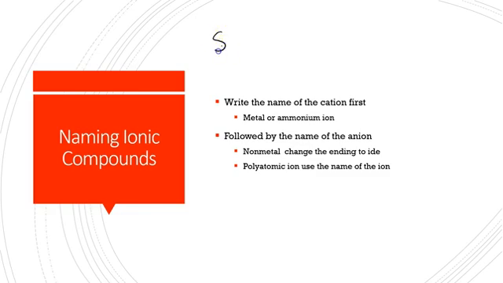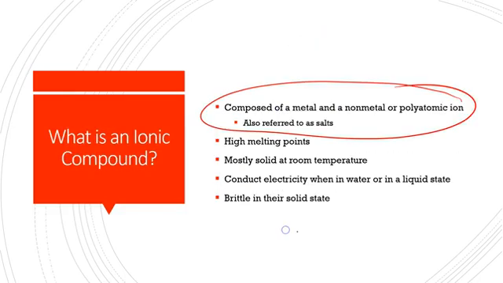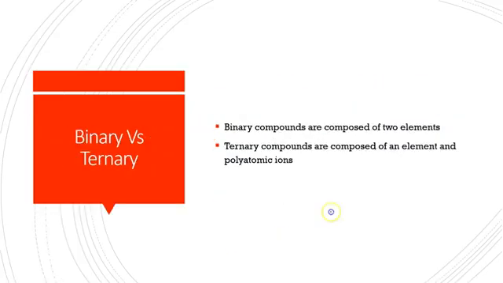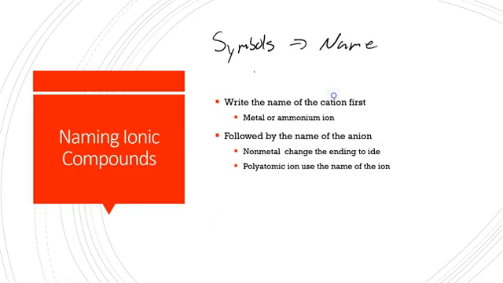So we want to go from symbols to the name. So maybe we have something like NaF. The first thing we're going to do is rewrite the name of the first symbol. So in this case, it'd be sodium. And then we follow the name by adding the name of the anion, that's just the second symbol. In this case, the second symbol is the F, so this would be sodium.